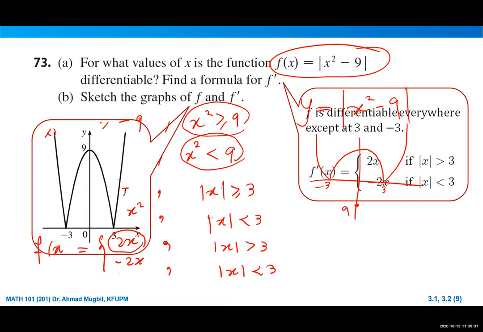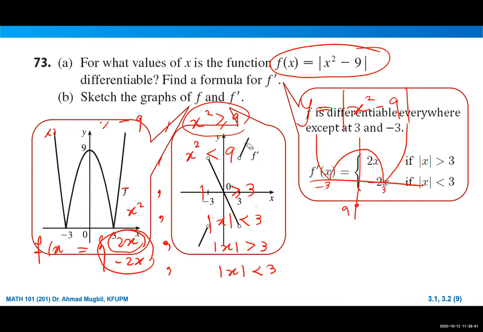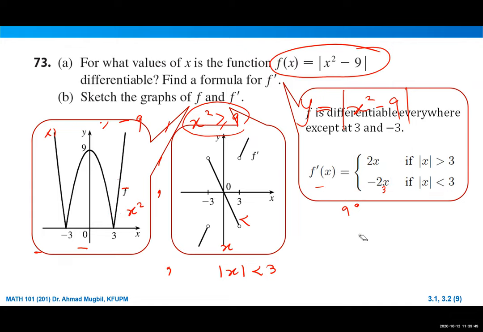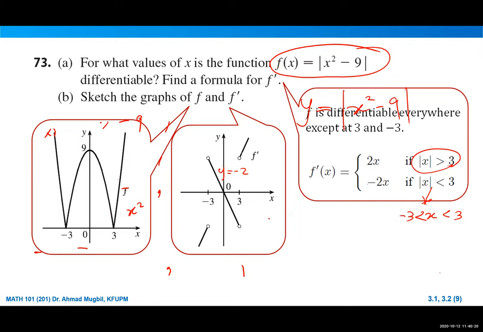And the graph for the derivative, this is the derivative. It will be two lines, 2x and negative 2x. So look, this is the graph of the derivative. I'd like to mention it here clearly. When the absolute value of x is less than 3, meaning x between negative 3 and 3, you have negative 2x. So it will be like this line. Here, y equals negative 2x. For x greater than 3 or less than negative 3, you have 2x, this line, but you need to cut it at 3 and at negative 3. This is the graph of the derivative. Clearly, it is not defined at 3 and negative 3.